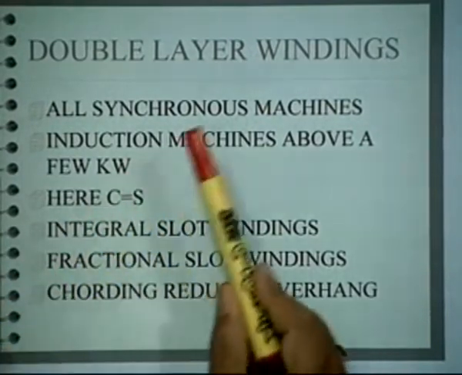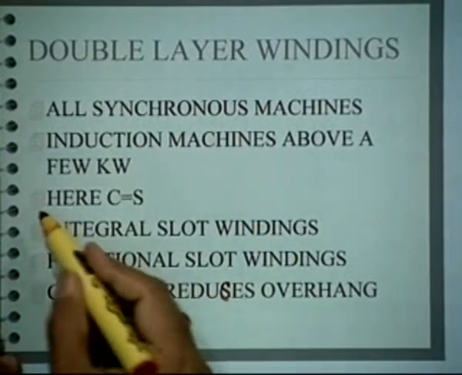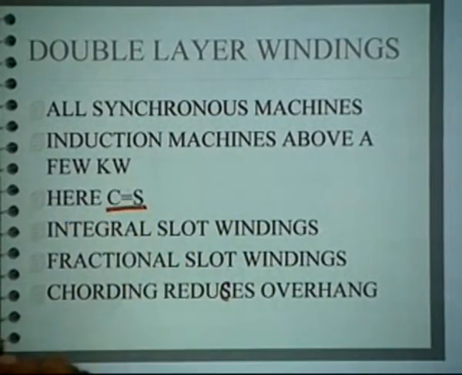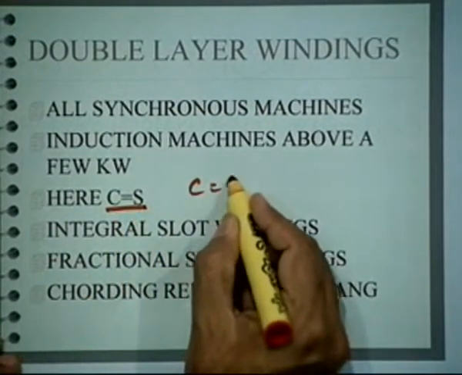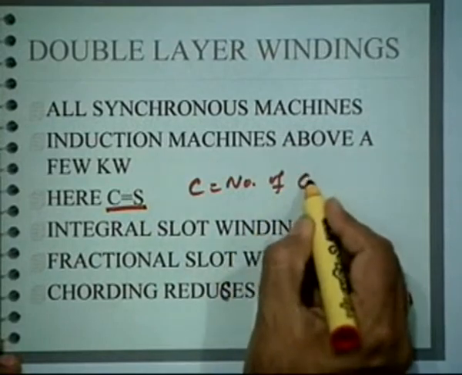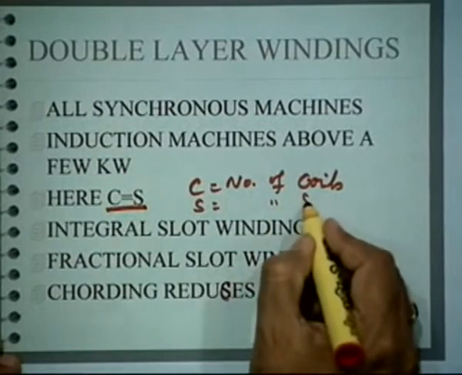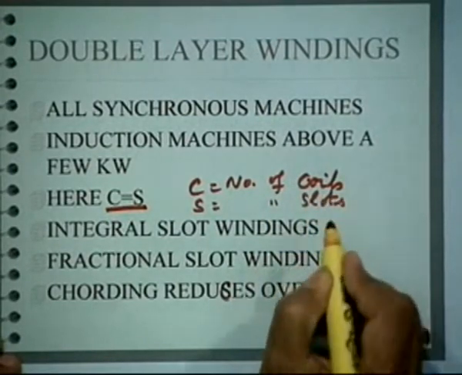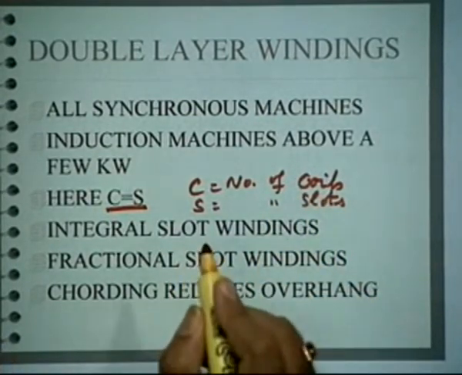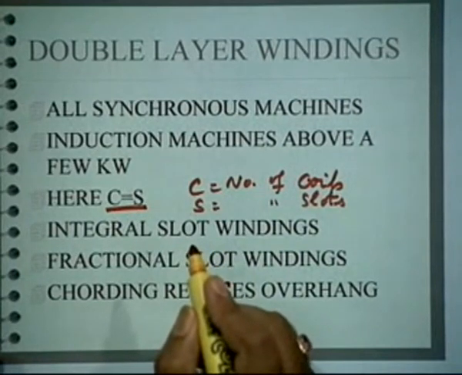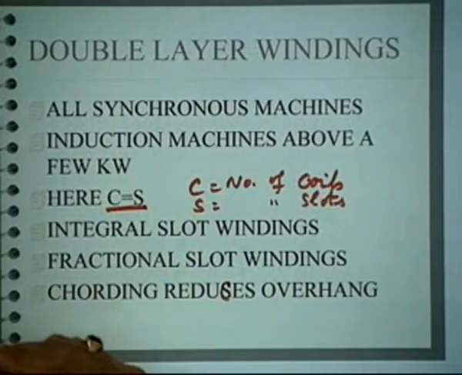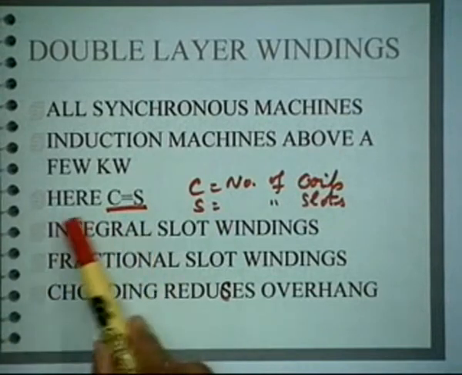Okay. In all double layer windings, one thing you see is the number of coils is equal to the number of slots. C is the number of coils, and S is the number of slots. So in all double layer windings, the number of coils is the number of slots. That means if it is 36 slots, 36 coils will be there. Okay. So 36 coils means 12 coils per phase, right? So that's how you will have.